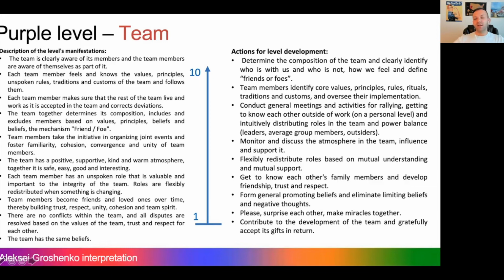And at the special event, usually close to Christmas, we are revealing ourselves. So we say, hey, it was me, and Merry Christmas! That's a very positive event. I suggest you play with that, even if it's not Christmas time. Contribute to the development of the team and gratefully accept its gifts in return. That's very important. This list is not ended, so please continue that in your own way.